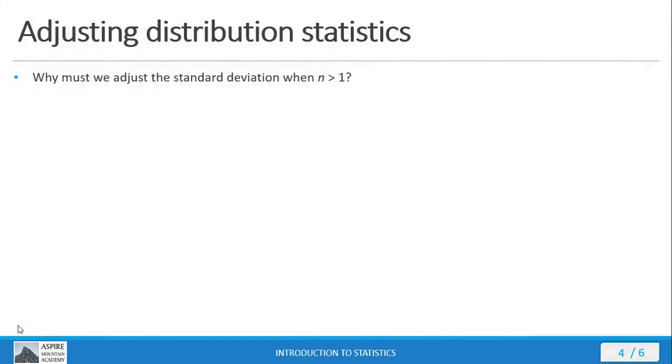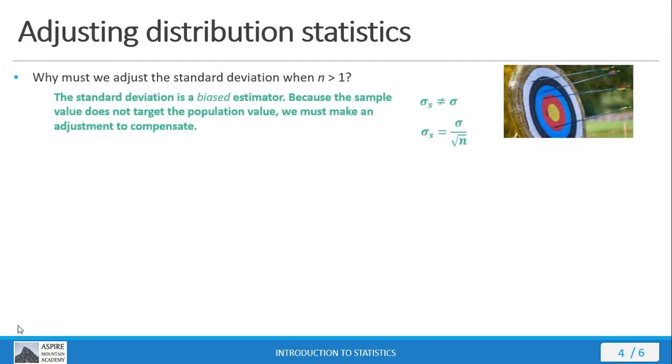You may be wondering, why do we have to make this adjustment to the standard deviation? We're not making any adjustment to the mean value, but we're making an adjustment to the standard deviation value. Why is that? Well, recall from a previous mini lecture that the standard deviation is a biased estimator. That's why we're making an adjustment to the standard deviation, to account for the bias that's inherent in this estimator. So because it's not targeting the population value, we have to make an adjustment to compensate for that bias that we see in the estimator.